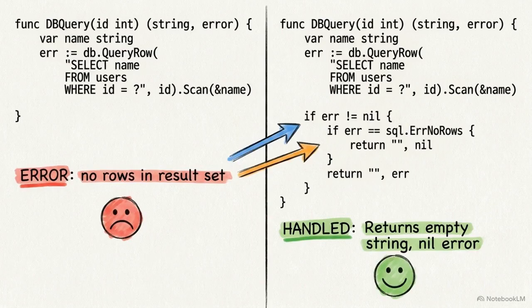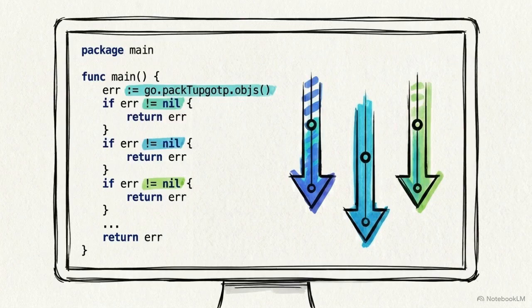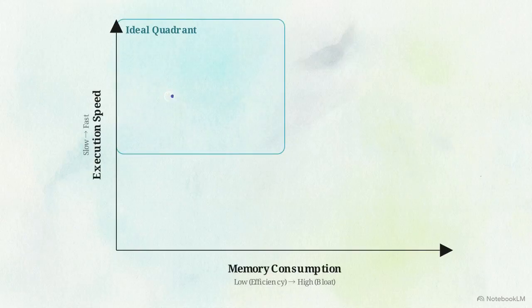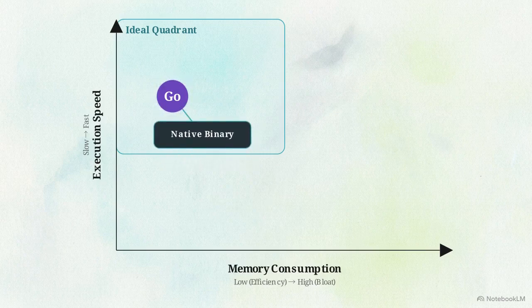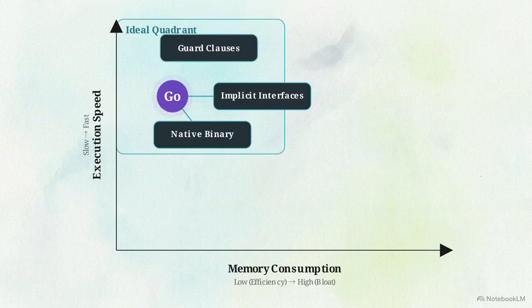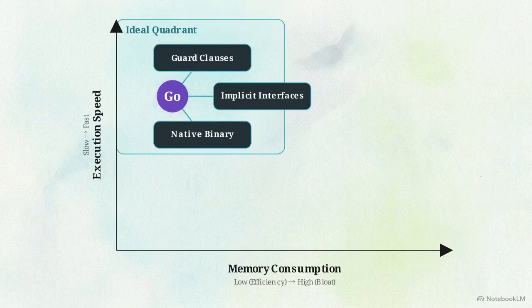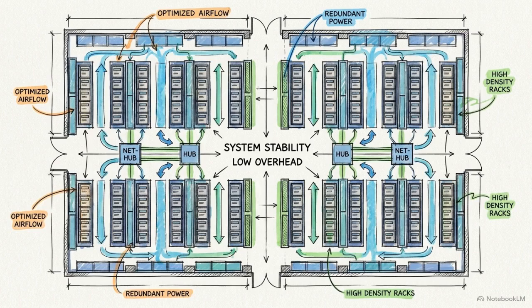Treating errors as explicit values forces developers to handle failures right at the source, creating highly predictable logic without hidden nested execution trees. Go commands this optimal intersection of high performance and low memory by stripping away abstraction. It avoids JVM bloat by embedding a garbage collector directly into a native binary. It drops rigid hierarchies for implicit interfaces and replaces try-catch scopes with linear guard clauses. These architectural choices prioritize maintainability, readability, and hardware efficiency over developer shorthand and syntactical magic.